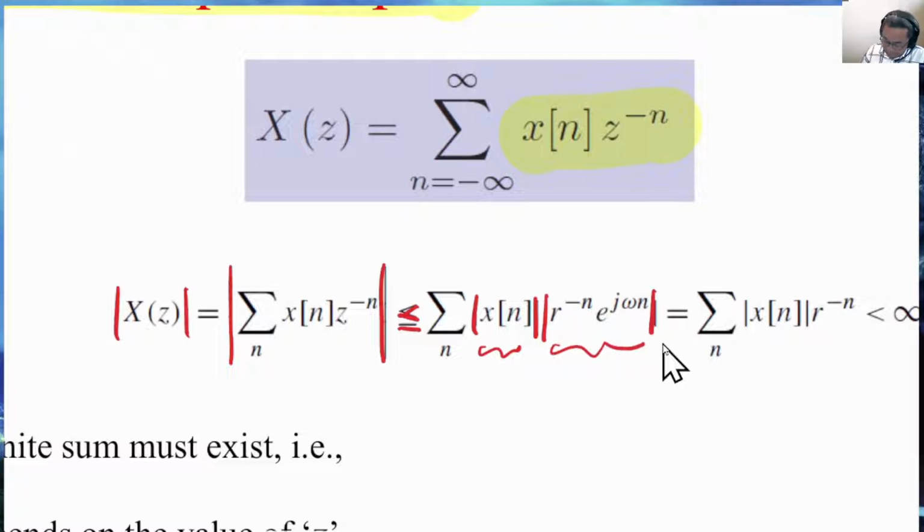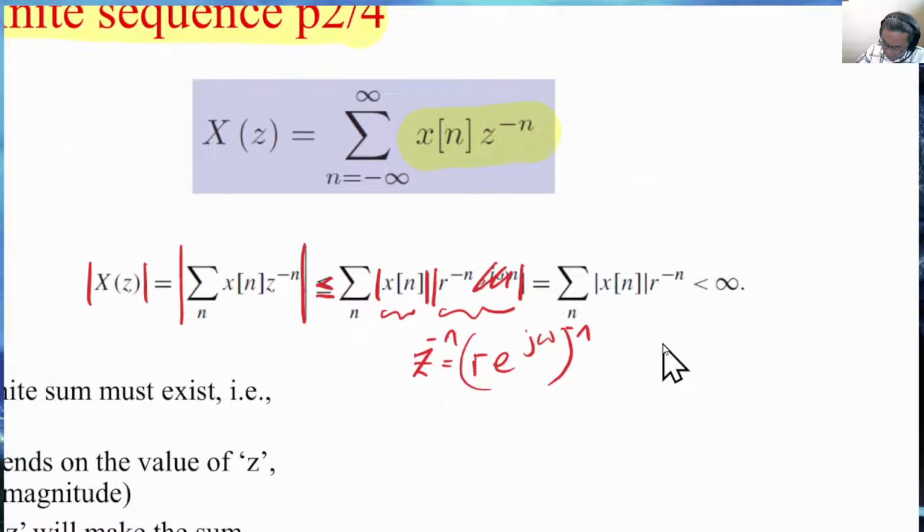z minus n, where we break z is equals to r e j omega, and n is here, minus, we can ignore e j omega n because that has an amplitude of 1.